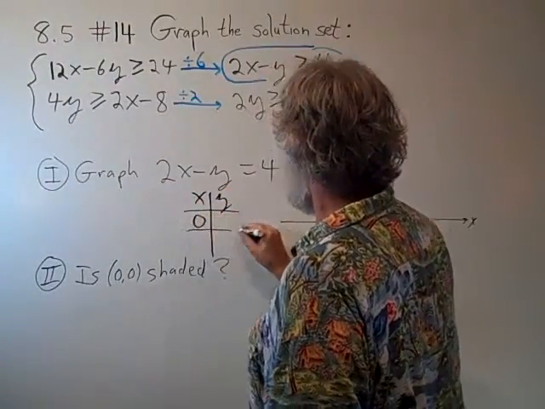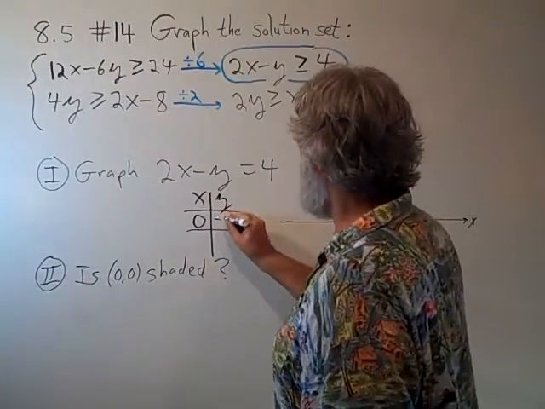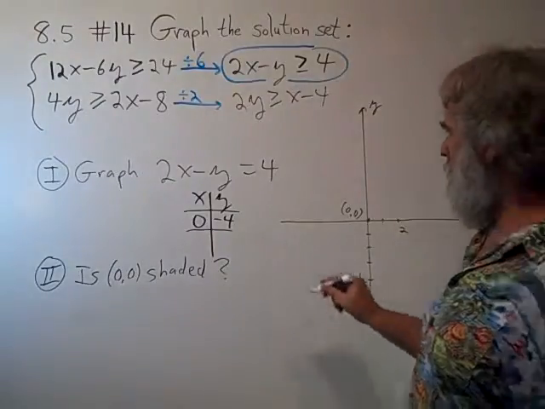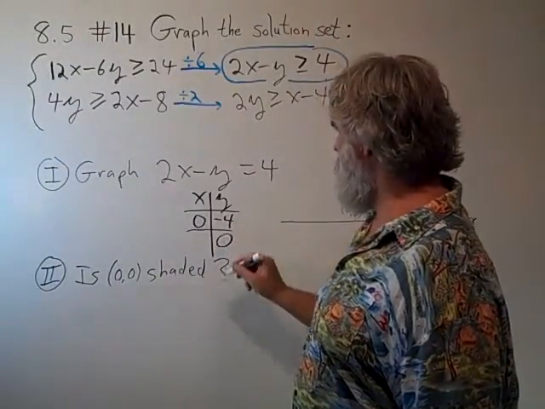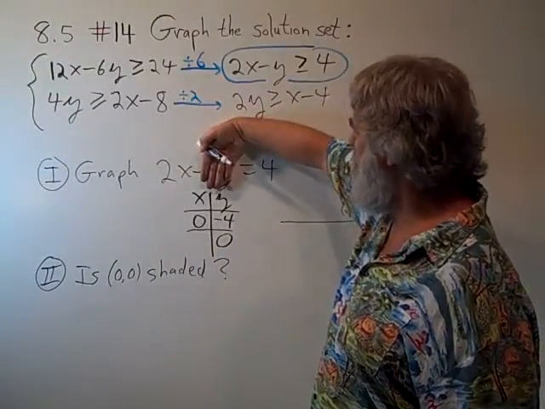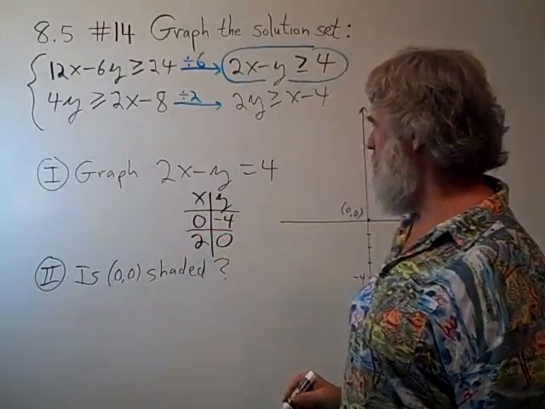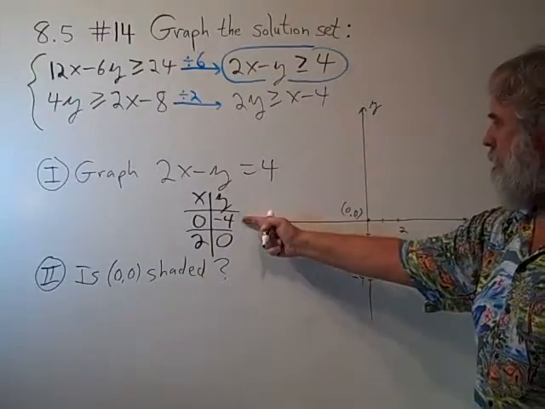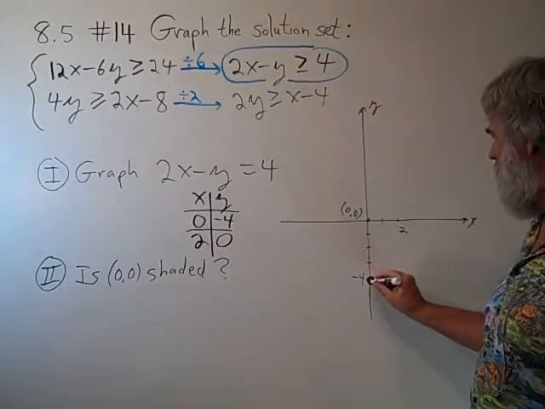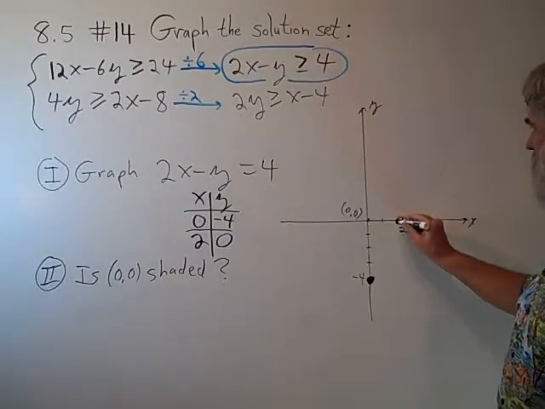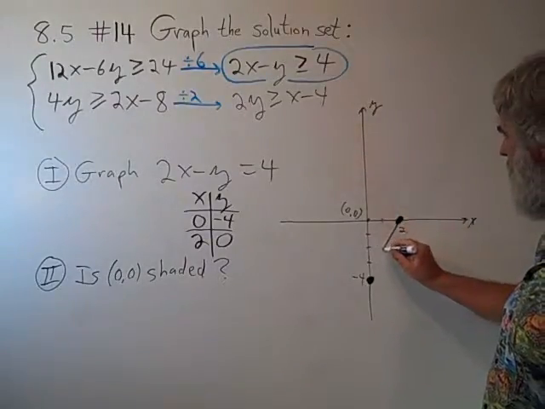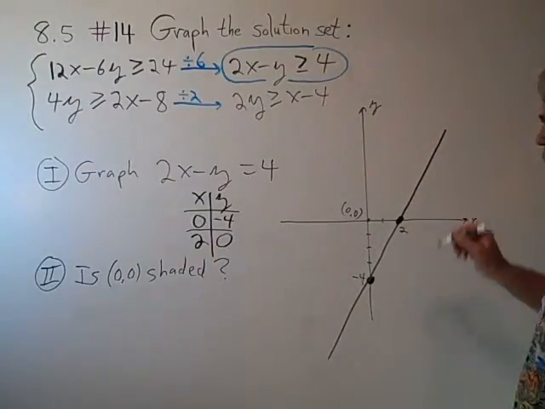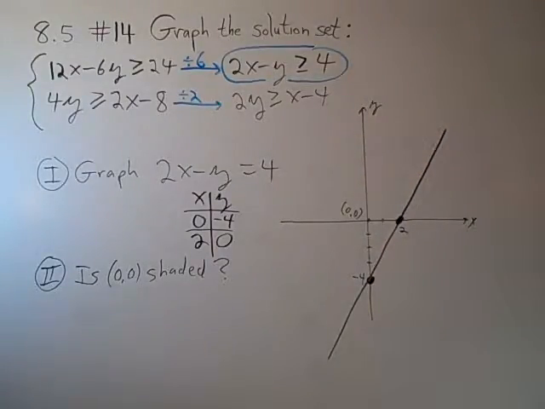And to graph that line, we need 2 points that are on the line. Now if x is 0, then y must be negative 4, since the opposite of negative 4 equals 4. And on the other hand, if y is equal to 0, then it's 2 times 2 makes 4. So we have the 2 points we need to graph that line. The y-intercept is at negative 4, and the x-intercept is at 2. So our line looks something like this. And we have to decide which side of that line to shade.